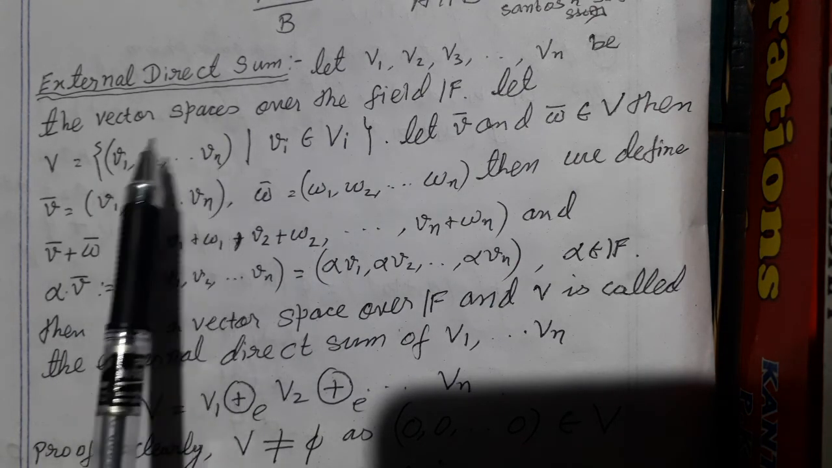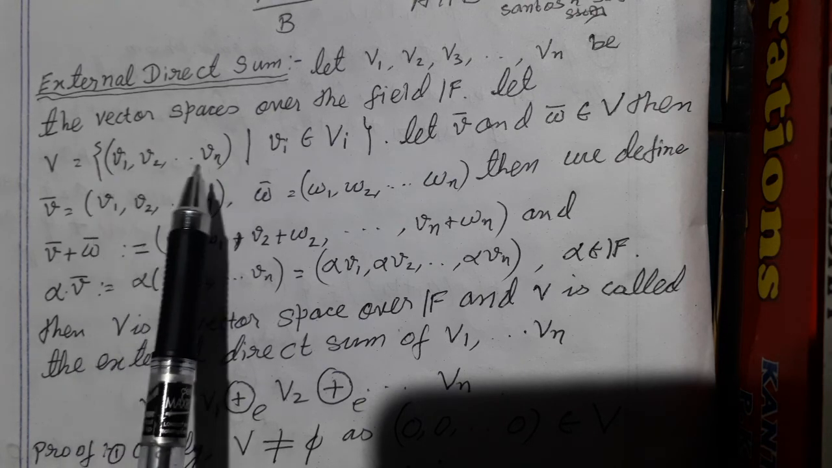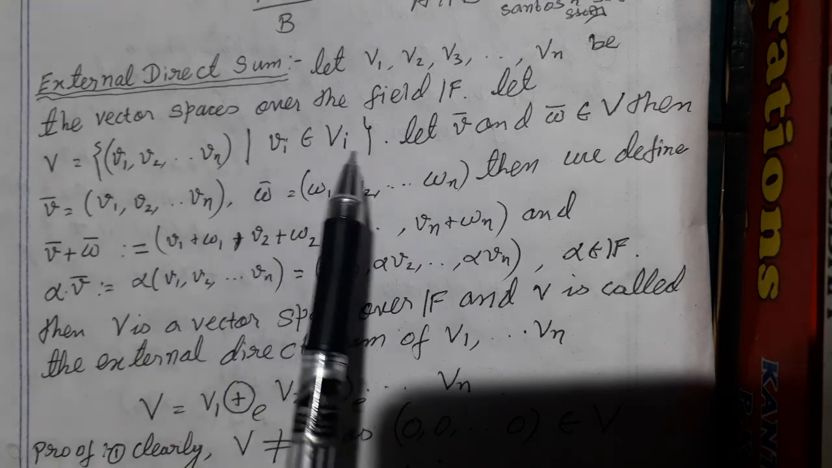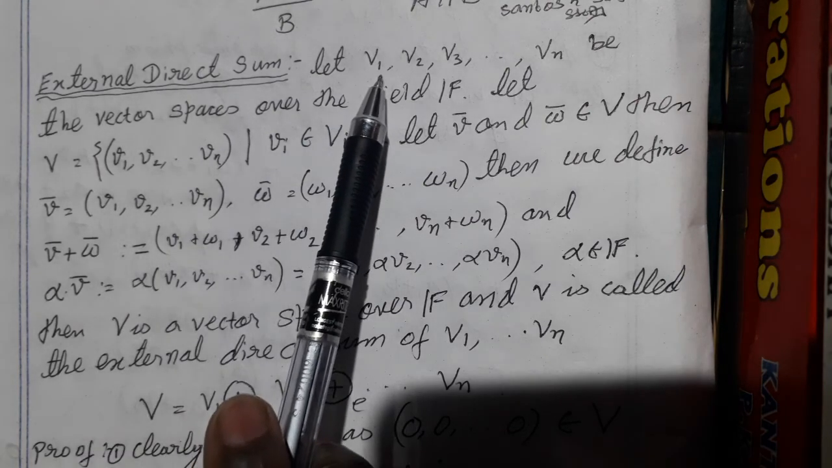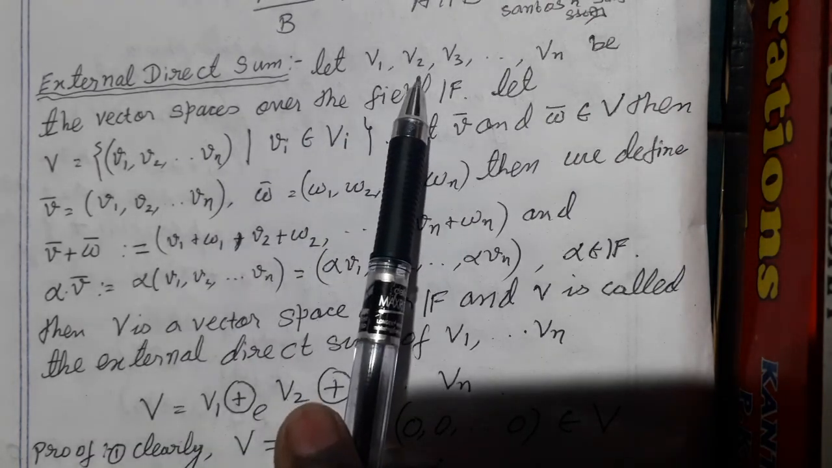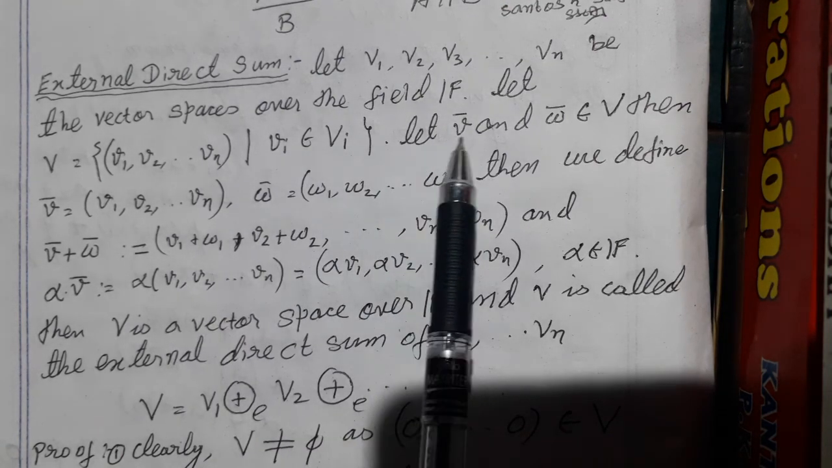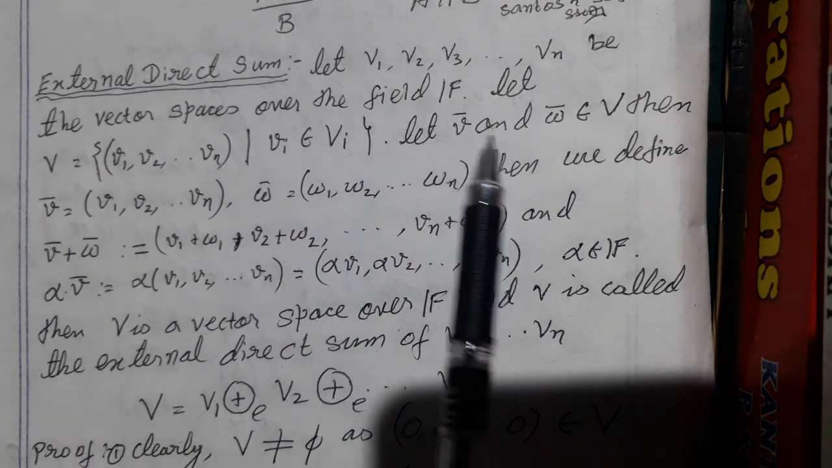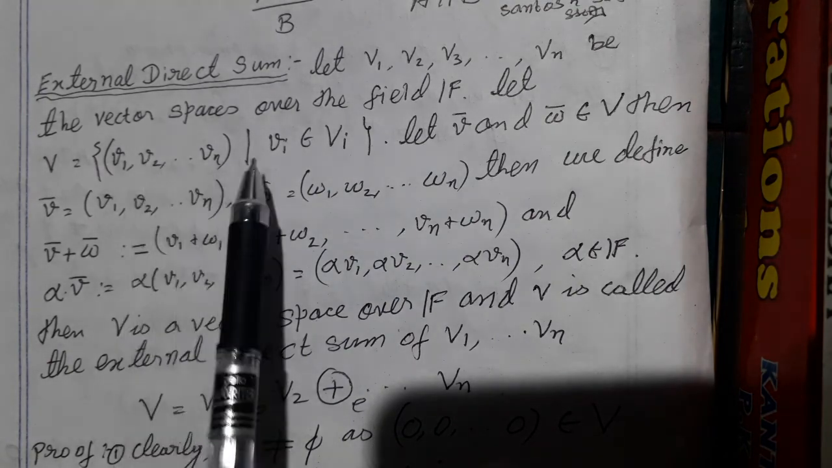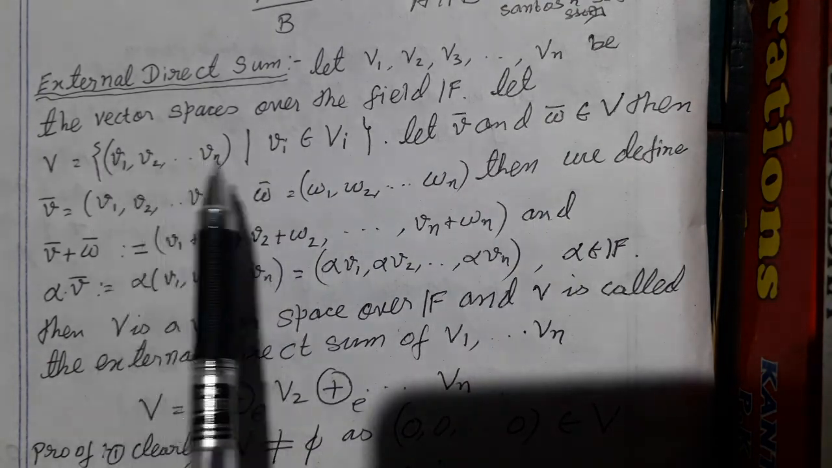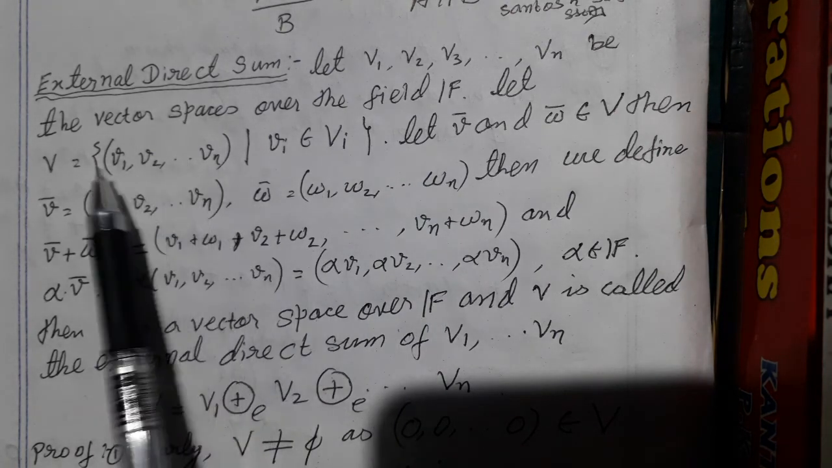Each element of this set is an n-tuple, and each coordinate should belong to Vi. That means if I take v1, it will belong to the vector space V1, v2 will belong to the vector space V2, and so on. Let me take two elements from V, v bar and w bar. So v bar is an n-tuple of this type, and in the same way w bar will also be an n-tuple of this type. Then we are defining the addition in this V.